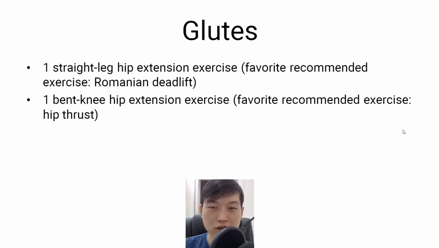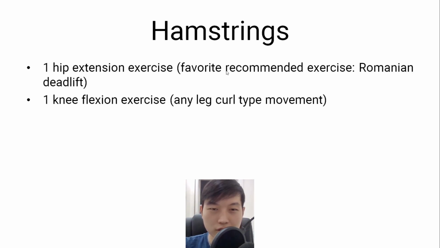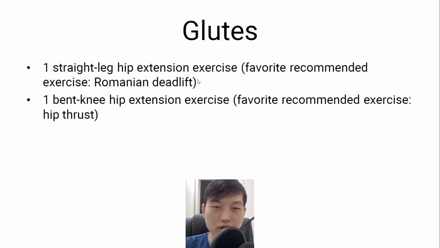For the glutes, you need one straight leg hip extension exercise and one bent knee hip extension exercise. My favorite recommended exercise for straight leg hip extension is the Romanian deadlift, and as you see, it is the same as we had for the hamstrings. So the Romanian deadlift works the hamstrings and the glutes at the same time. Plus we need one bent knee hip extension exercise, and my favorite recommended exercise for that is the hip thrust.